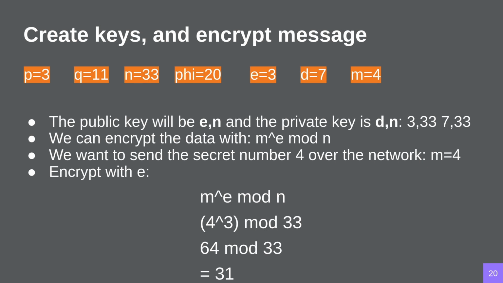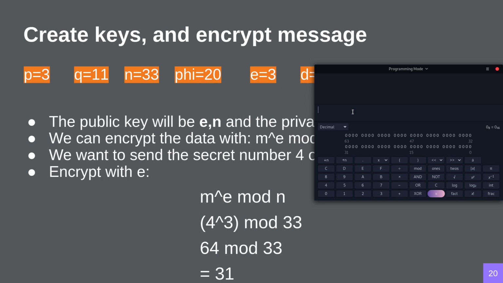That would be 4 times 4 times 4. So 4 times 4 is 16, times 4 is 64. And then we're going to do 64 mod 33. Now that's quite a hard sum to do, so let's get the old calculator out for that. 64 mod 33 is going to give us 31. So 31 is our encrypted value. Sorted. So let's send 31 over the network.